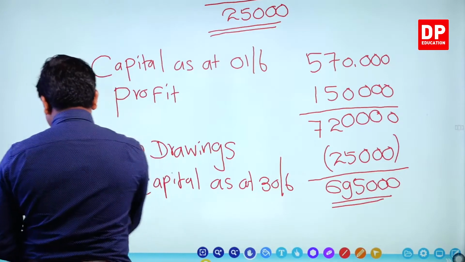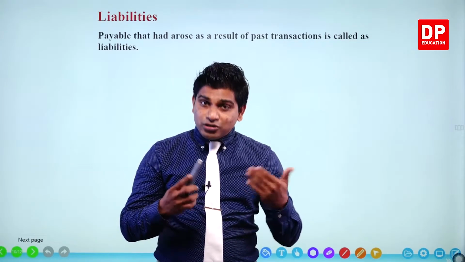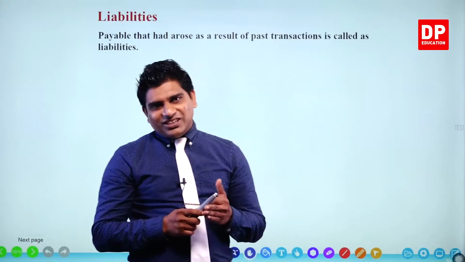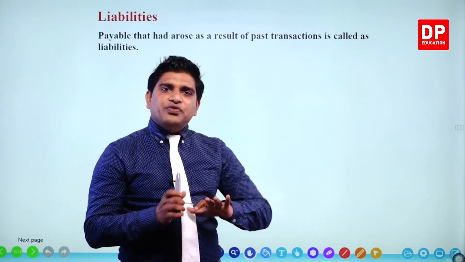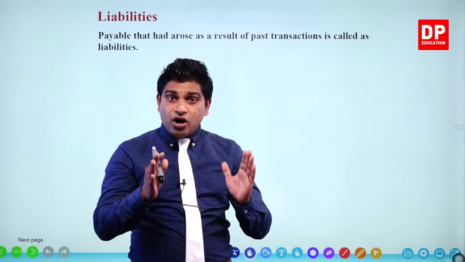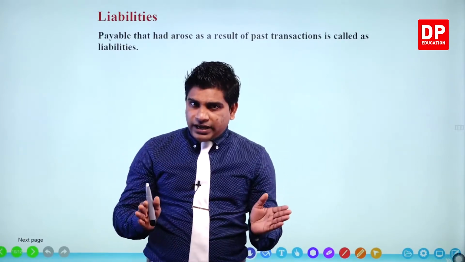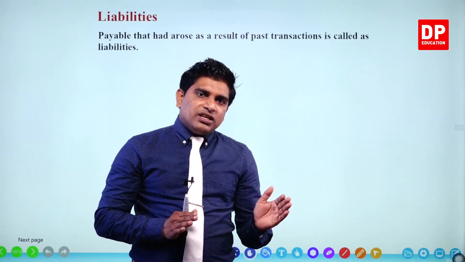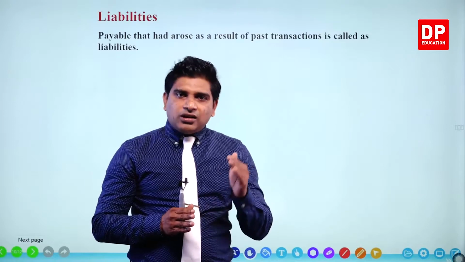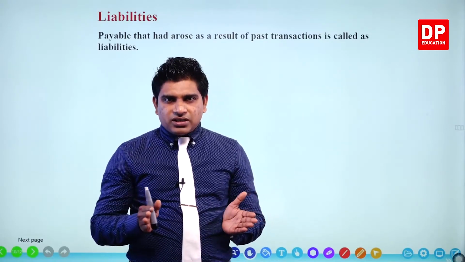Okay. Now liabilities. Now you know assets, and you know the equity. Equity and assets are finished. Now liabilities. You know we break liabilities into two categories: non-current liabilities and current liabilities.